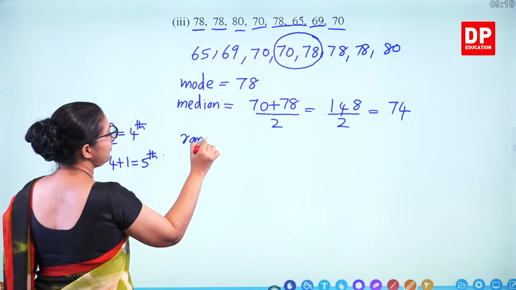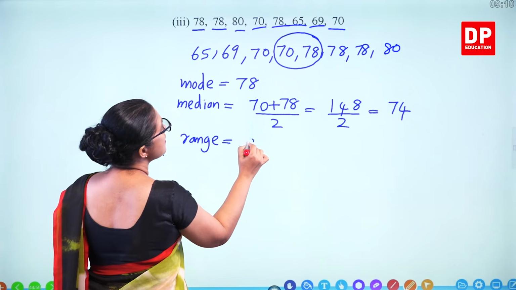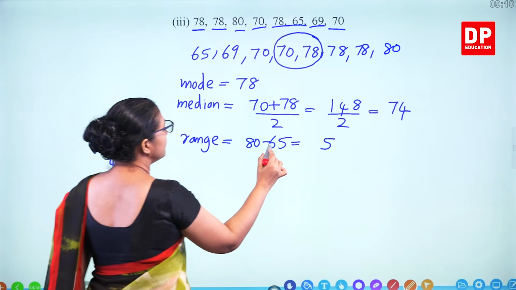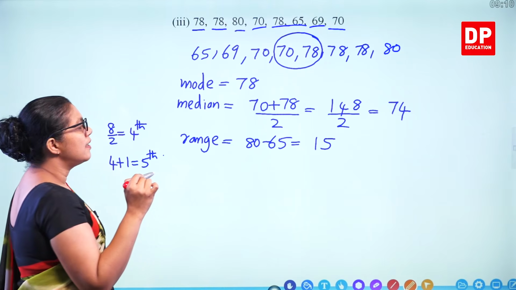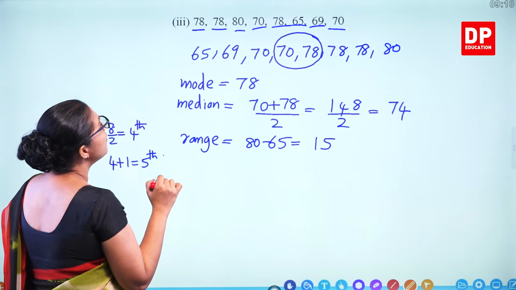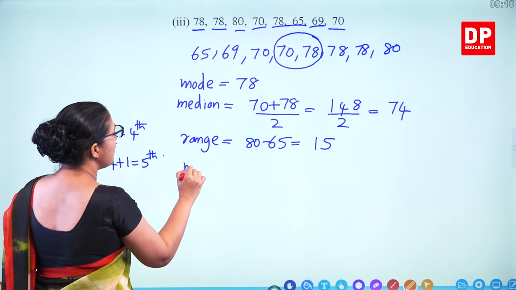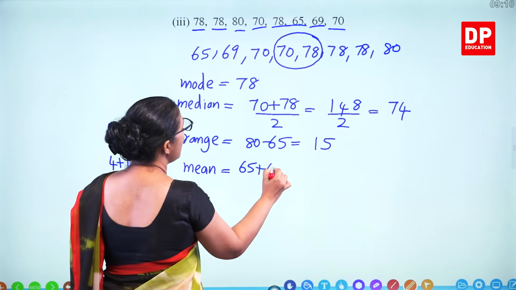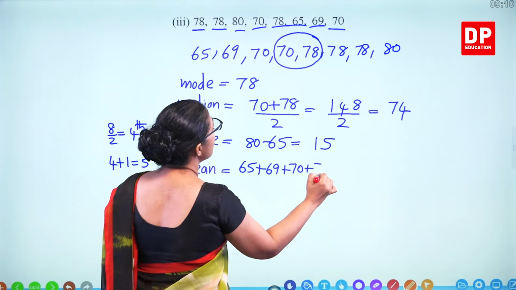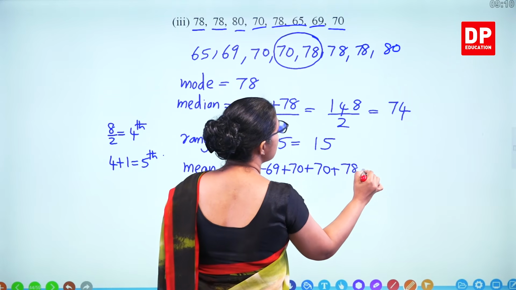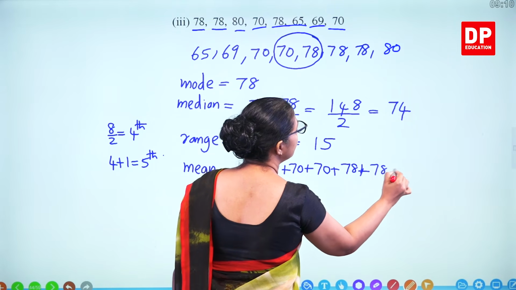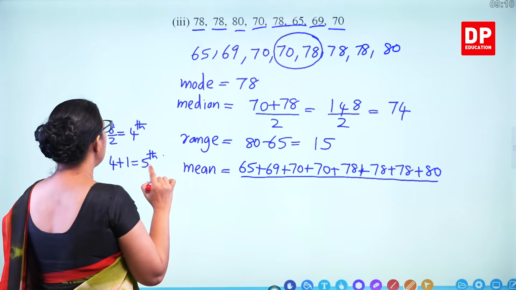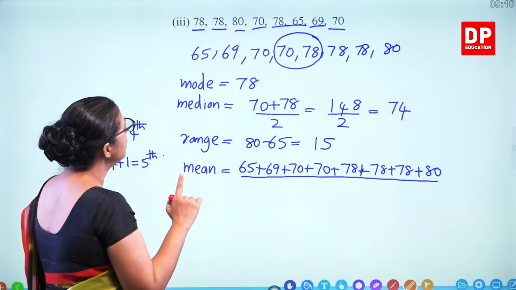Range, highest minus lowest, 80 minus 65. 15 is the range. And what's the mean value? Add everything. 65 plus 69, 70, 70, 78, 3 times. And 80 divide by how many numbers? 8.